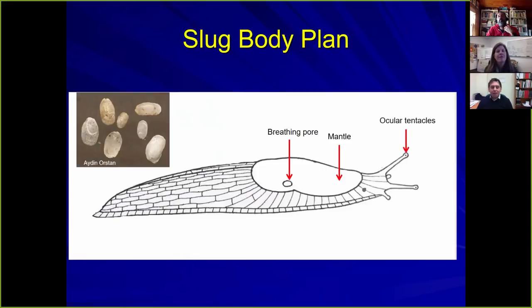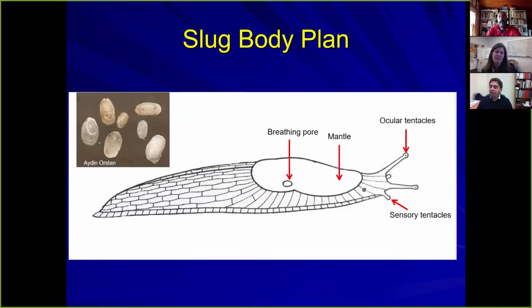At the front end of the slug, and most of you have probably seen these, we've got two pairs of tentacles. These larger upper ones are called the ocular tentacles, and not surprisingly, these are used by the slug to detect light. But surprisingly, the slug also uses them to detect odors in the air, so they act kind of like a nose. The lower tentacles are much smaller, and these are called the peduncular or the sensory tentacles. These are used by the slug to taste, and so they act like a tongue.